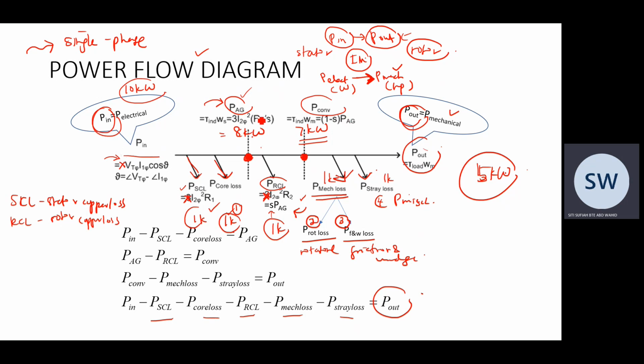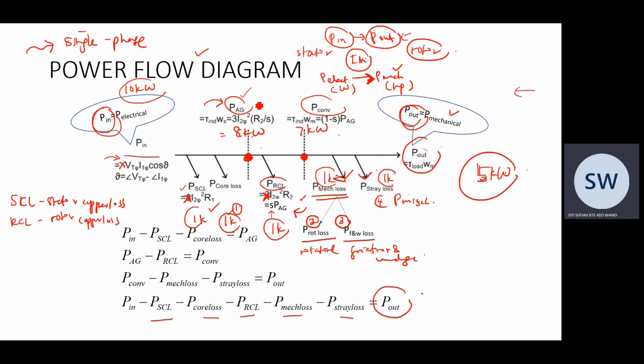Okay, you can also read it from the back. For example, P out, you plus back the losses, P out 5K plus 1K plus 1K, 5 plus 1 plus 1, you'll get 7K. So same goes for the other losses. Okay, it's just that.